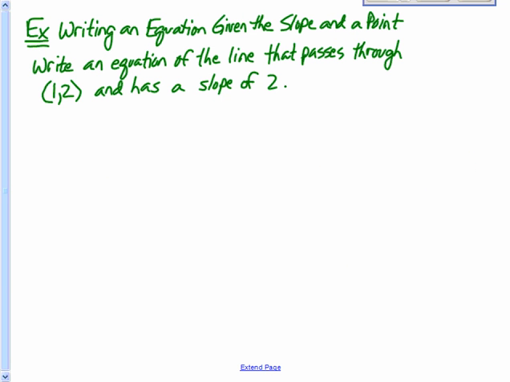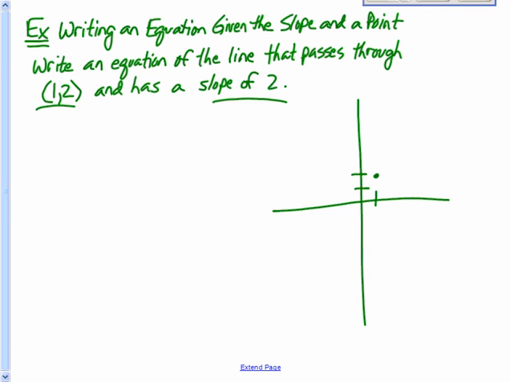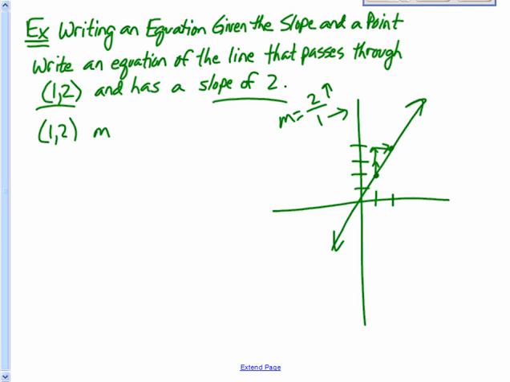All right, let's write an equation given a slope and a point. This time we have a slope of 2 and a point, so it goes through (1, 2). If we want to make this visual, it goes through (1, 2) and has a slope of 2. So if the slope is 2, we're going to go up 2, right 1. What's the equation of that line? We have a point and a slope.